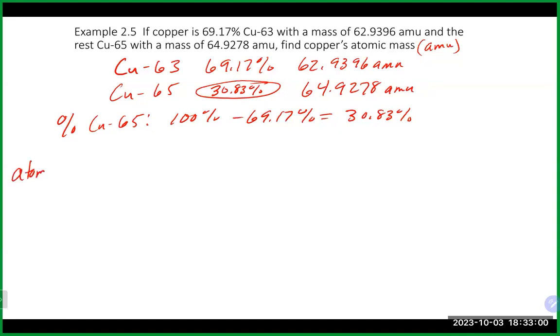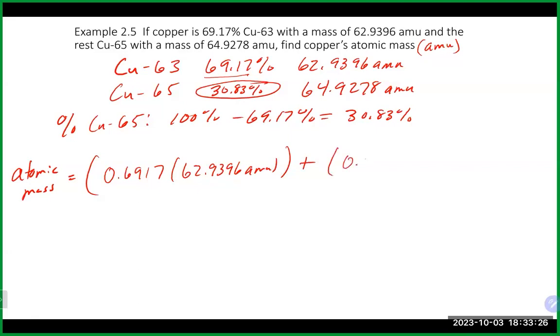So our atomic mass will equal our first isotope. I'm just going to move the decimal place 2 places to the left, so it's going to give me 0.6917 basically. We're going to times that by our mass of 62.9396 AMU. We are again going to add it here, not multiply, to our second isotope. Also, I'm going to move the decimal place 2 places to the left and times it by 64.9278 AMU.